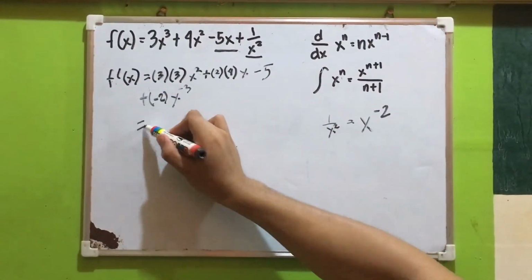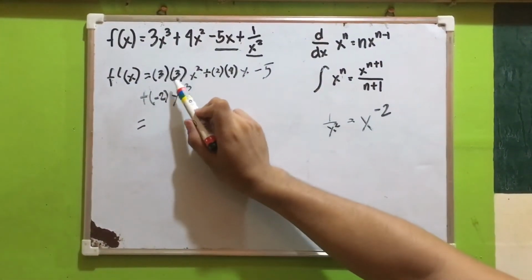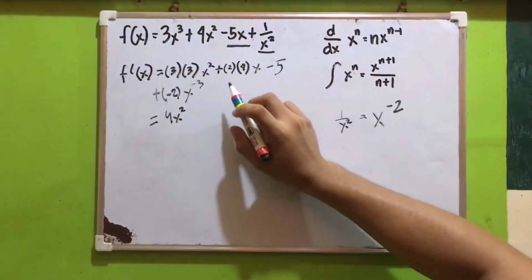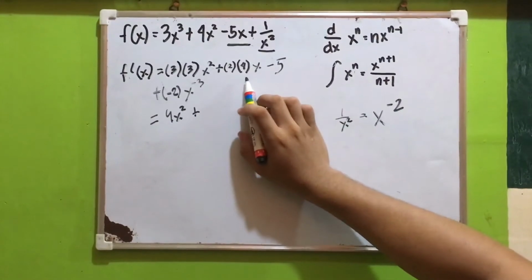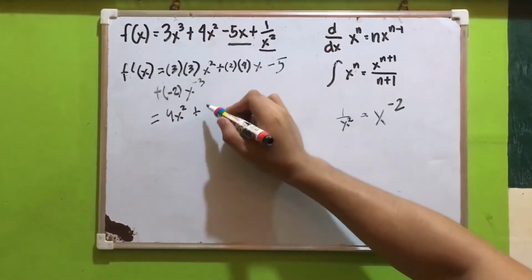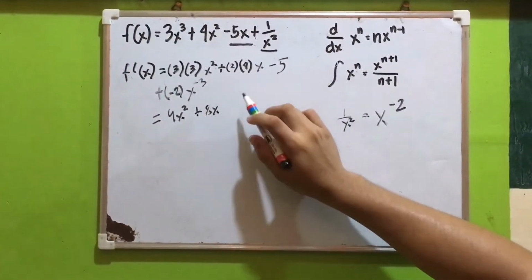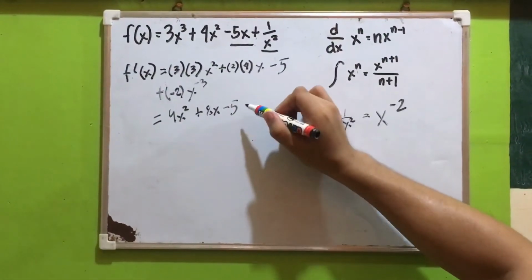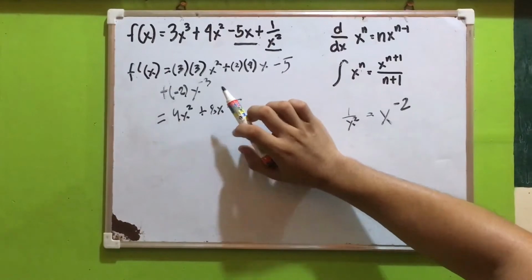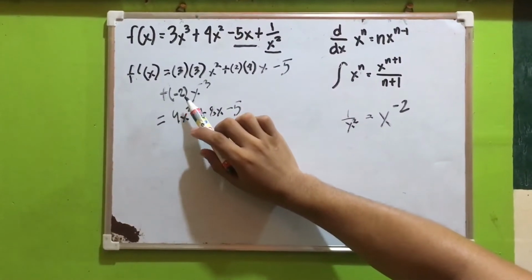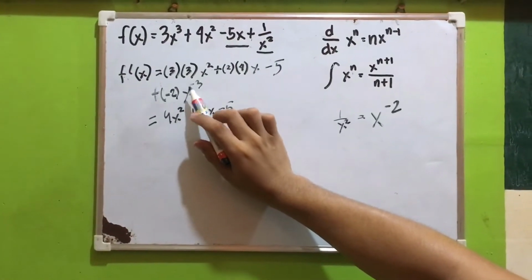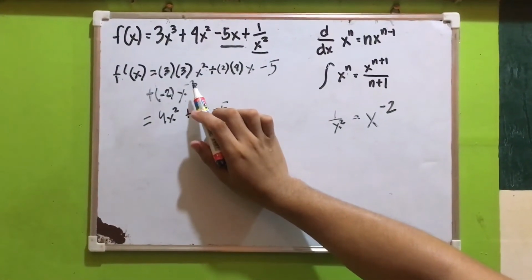Afterwards, we simplify. 3 multiplied by 3 is 9, multiplied by x squared is 9x squared. Plus 2 multiplied by 4 multiplied by x, that's 8x. Simply copy the negative 5. Then finally, we multiply the last term, negative 2 times x raised to the power of negative 3.